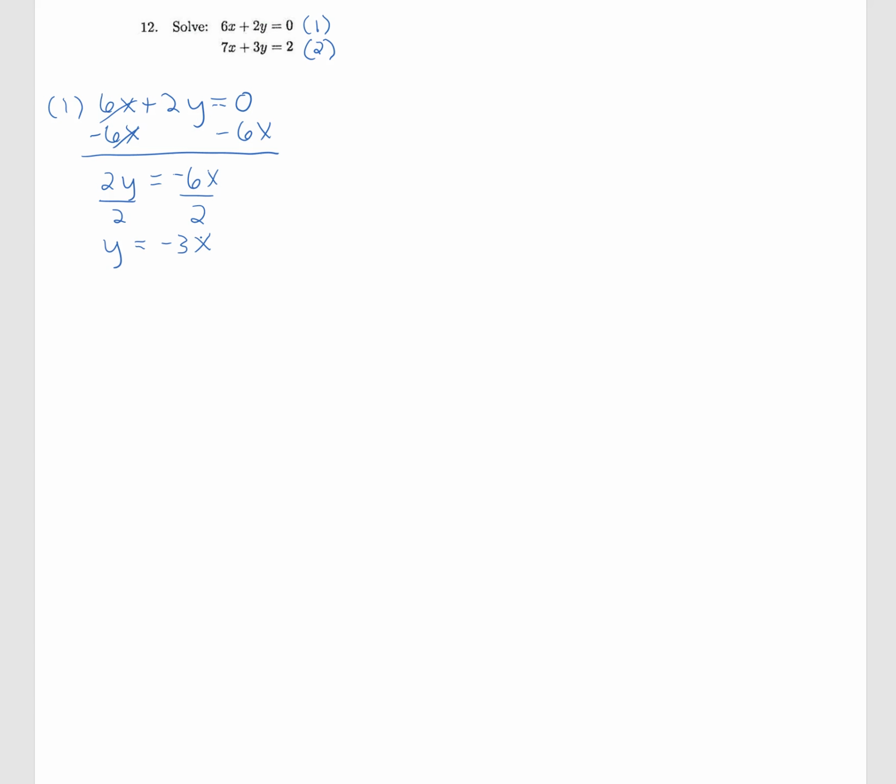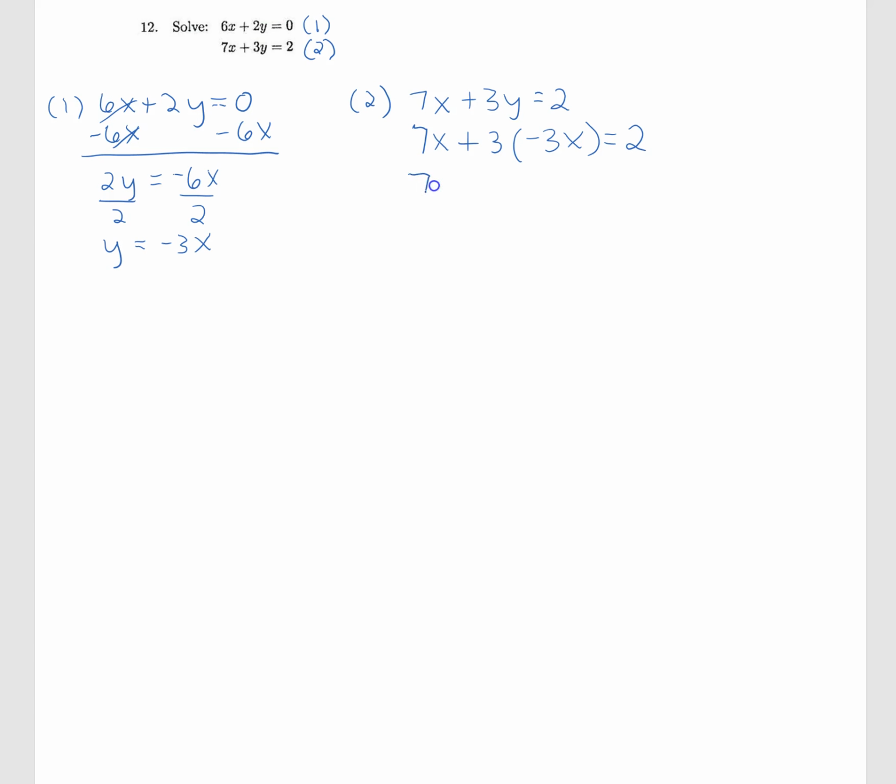What I want to do is go to my equation 2, which I'm going to rewrite here, 7x plus 3y equals 2. And what I want to do is substitute my expression for y in terms of x in for y in this equation. So that's going to look like this. 7x plus 3, we've said that y is equal to negative 3x, equals 2. And so now I have only the variable x in this equation, and so I can solve for x.